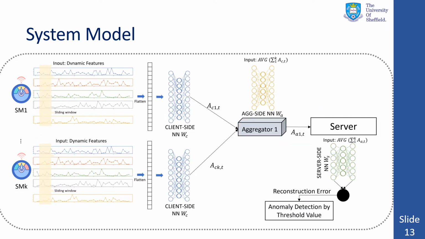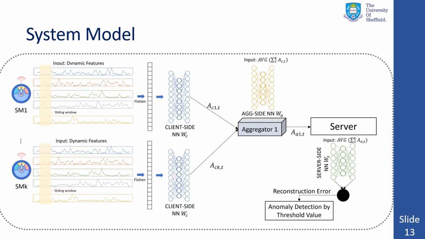In this slide, we show the system model that we're employing in our proposed approach. It's a typical smart grid environment where we have three major components: the smart meters, the aggregators, and the server. As you can see, we're employing the three-tier split learning. So part of the model resides at the smart meter, part of the model is at the aggregator side, and the final part is at the server side.